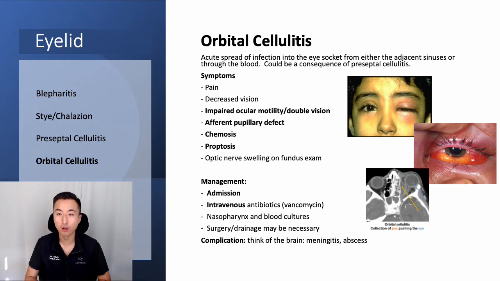And these patients will also have proptosis. And so as you can see on that CT scan, when you look at the actual position of the eyeball, it is pushed forward inside the skull. And so we measure this with a Hertel's ophthalmometer, which is basically a device that you place on the patient's orbital rims and measures how far forward their eye is.